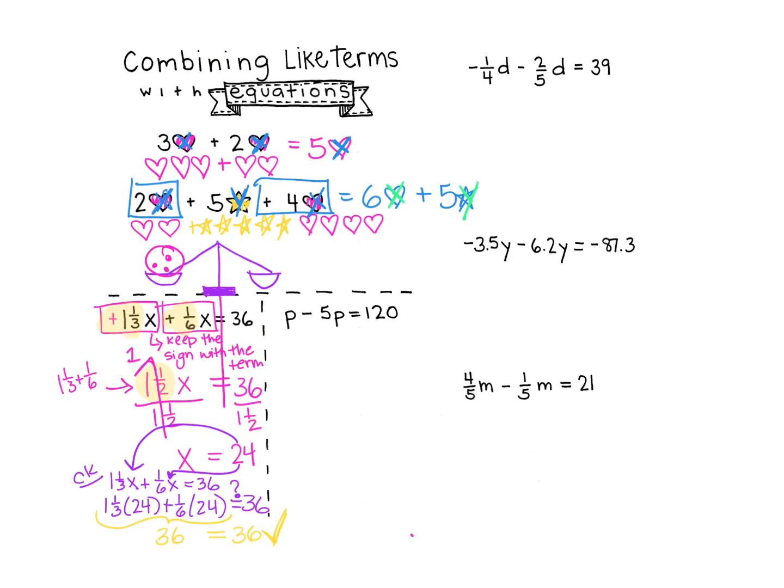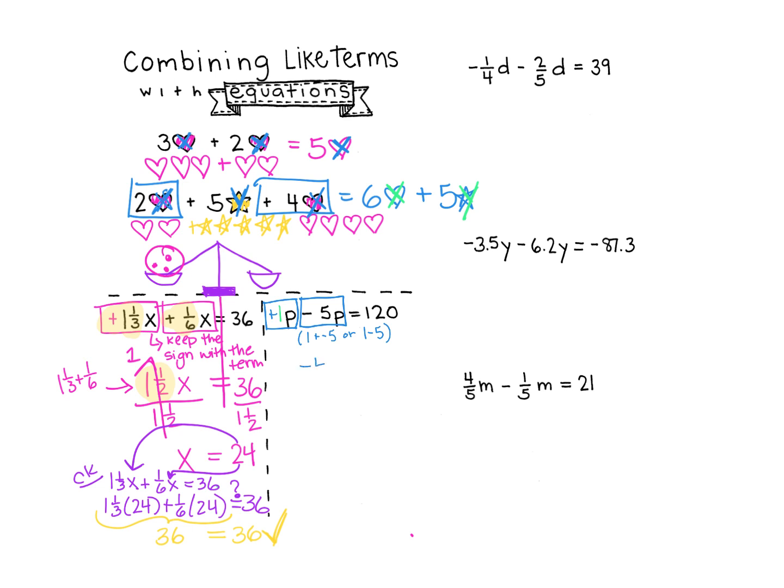Let's look at our next example. p minus 5p equals 120. When the coefficient is not showing up, that means that the coefficient is 1. It's very helpful to put a 1 in there so that you remember that. Combining like terms, I have a positive 1p and I have negative or minus 5p. When I combine my like terms, this is going to be 1 plus negative 5, or 1 minus 5.